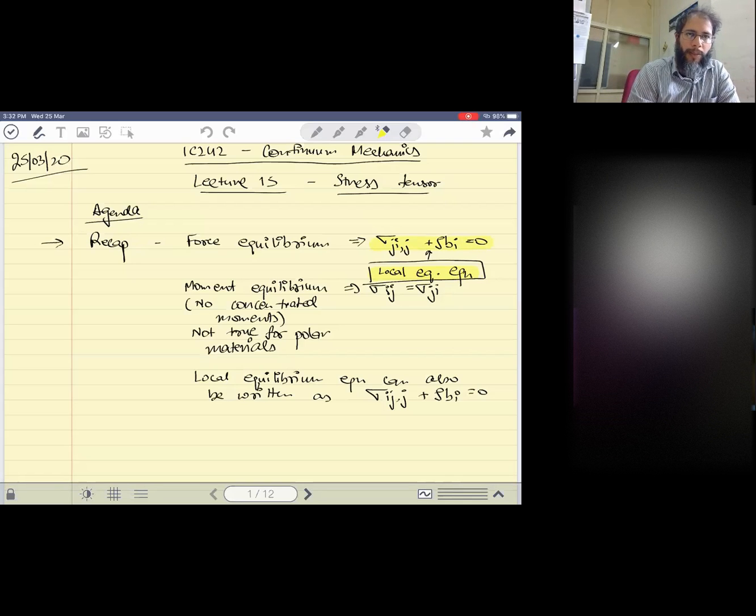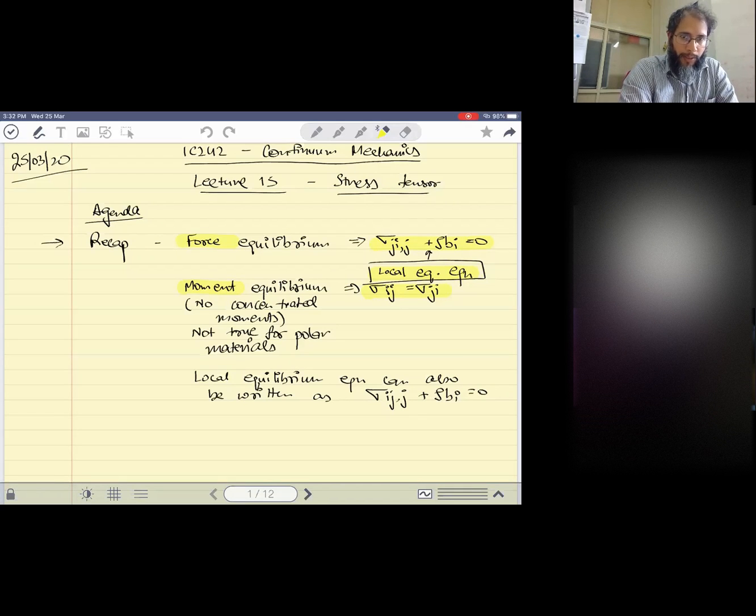I'll quickly go back to last week's lecture notes and do a recap, but I'm just discussing the agenda right now. We did the moment equilibrium along with the force equilibrium, which finally resulted in the relation that sigma is symmetric, that is, sigma ij is equal to sigma ji. That's a very important relation, and we should remember which equilibrium equation results in the symmetry of the stress tensor.